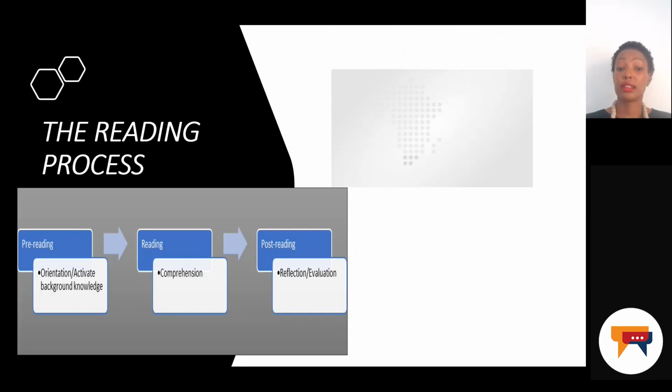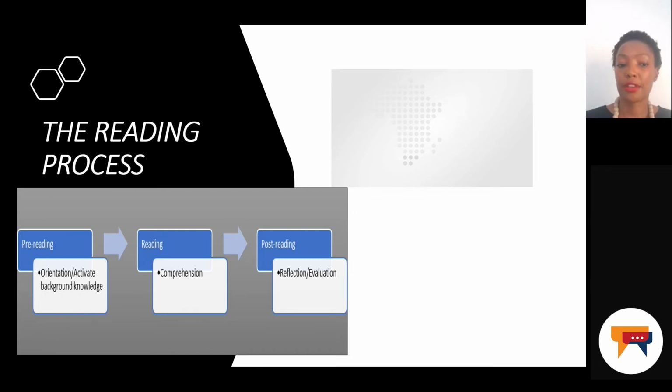The reading process has 3 stages. We have the pre-reading phase, which is the orientation phase. Here, the teacher wants to prepare the learner for the text at hand, set the tone for the reading, activate prior knowledge, and establish learner expectations.